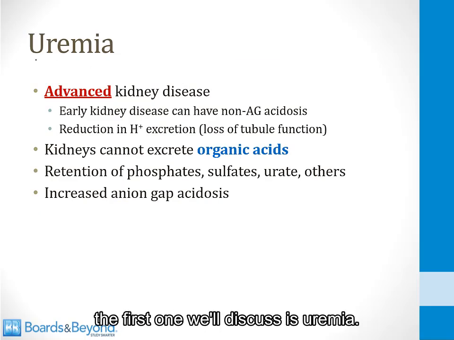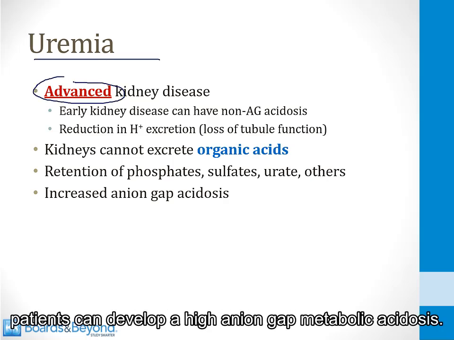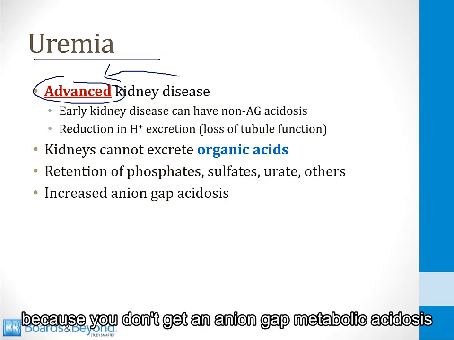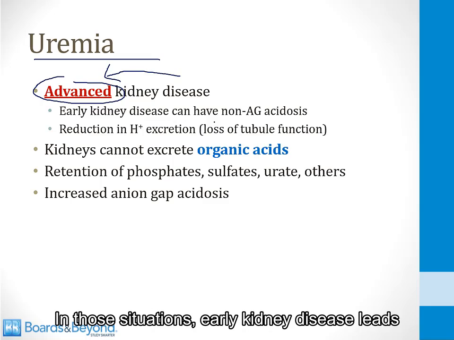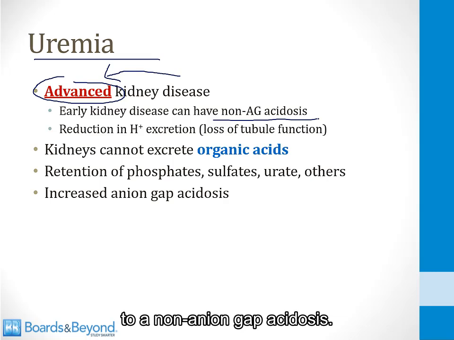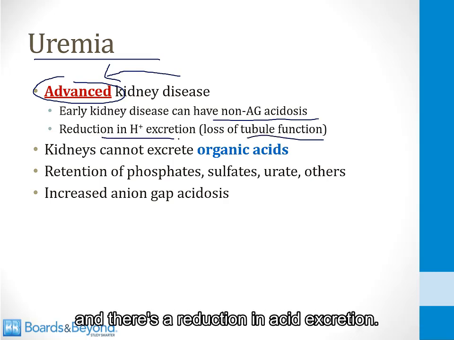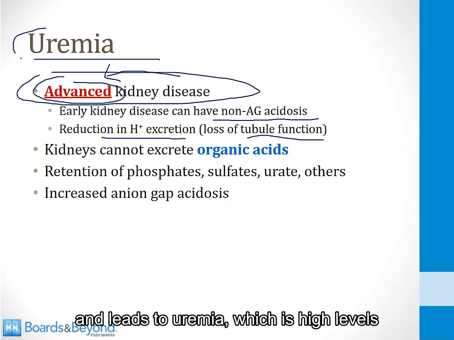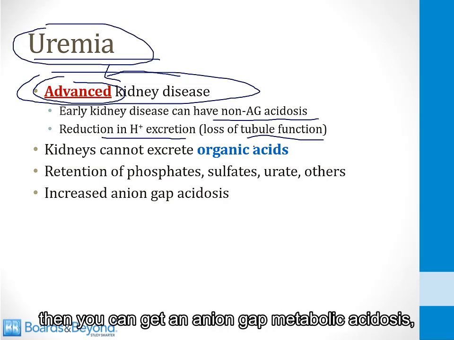The first one we'll discuss is uremia. So in advanced kidney disease, patients can develop a high anion gap metabolic acidosis. And the key word here is advanced, because you don't get an anion gap metabolic acidosis in patients with early or mild kidney disease. In those situations, early kidney disease leads to a non-anion gap acidosis. That's because the tubules aren't functioning normally and there's a reduction in acid excretion. But if the kidney disease becomes advanced and leads to uremia, which is high levels of urea in the plasma, then you can get an anion gap metabolic acidosis.